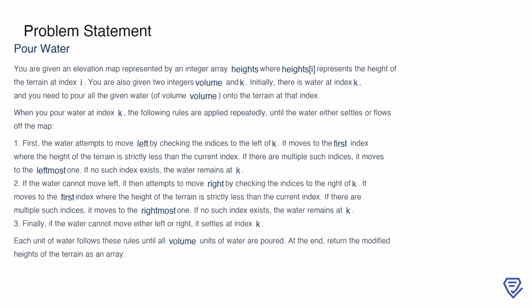Welcome to this walkthrough of LeetCode problem number 755, Pour Water. Today, we'll explore how to simulate the behavior of water as it interacts with a terrain represented by an elevation array. This is a fascinating problem that combines elements of simulation and array manipulation. Let's dive in. In this problem, we are given an elevation map represented as an integer array called heights.